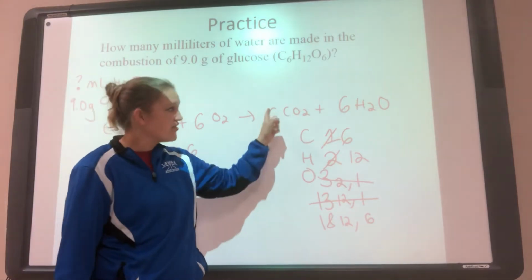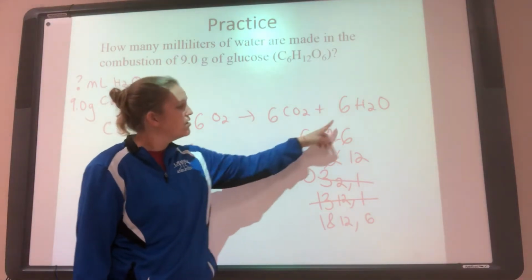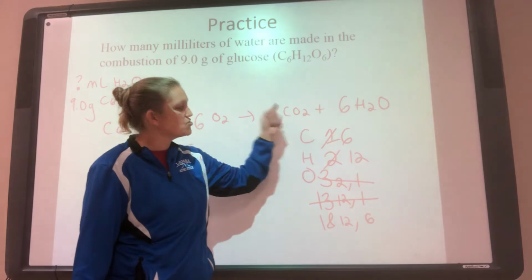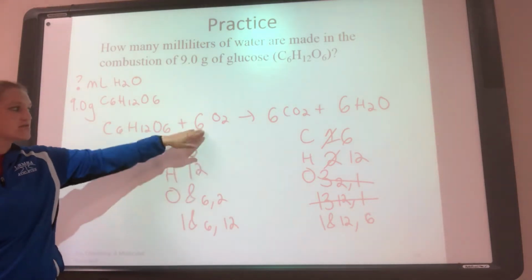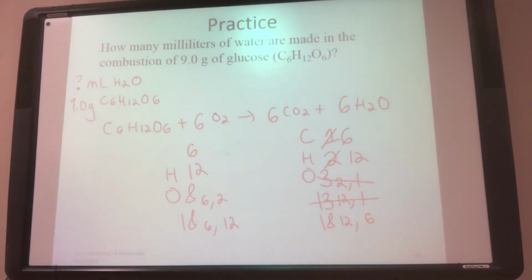6 times 2 is 12. That gives me, 6 times 2 is 12. 6 times 1 is 6. 6 and 12 is 18. I didn't have to multiply by a factor because they're all whole numbers. So sometimes that happens. All right, all that to get my balanced equation.